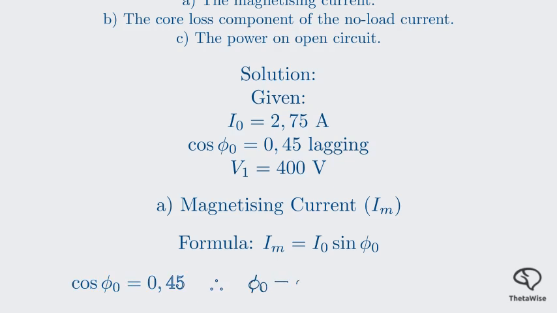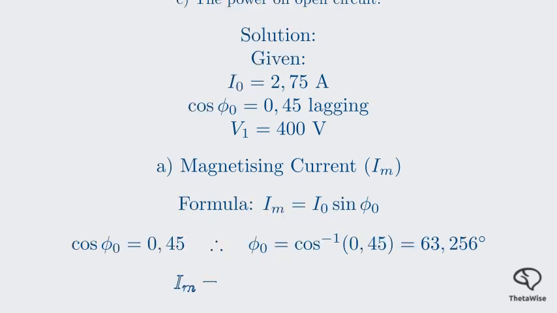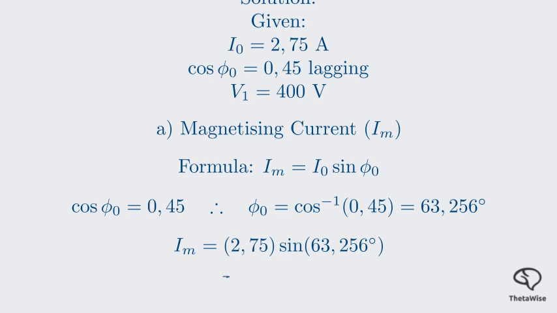We can find the angle phi sub 0 by taking the arccosine, or inverse cosine, of 0.45. This gives us approximately 63.26 degrees. Now we can substitute the values into the formula. I sub M equals 2.75 times the sine of 63.26 degrees, which calculates to 2.456 amperes. So, the magnetizing current is approximately 2.46 amperes.